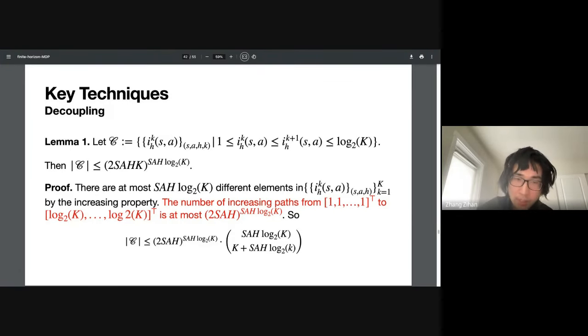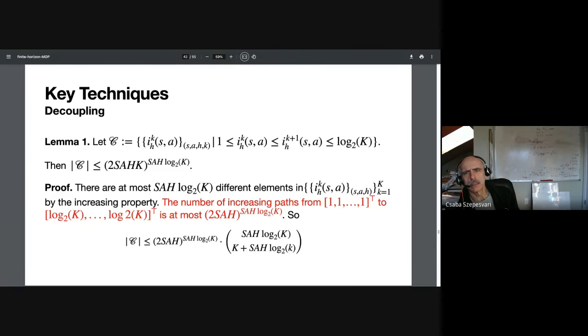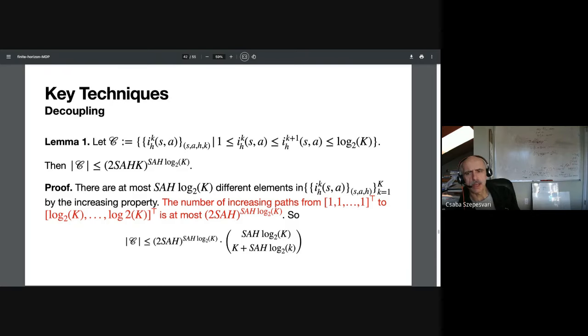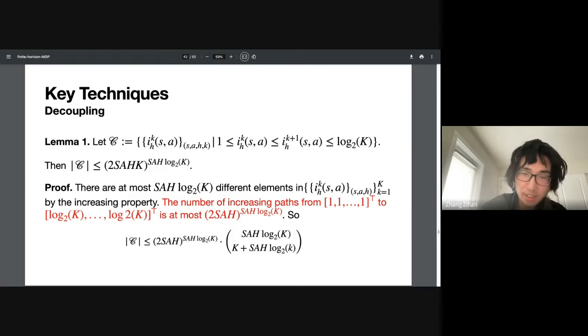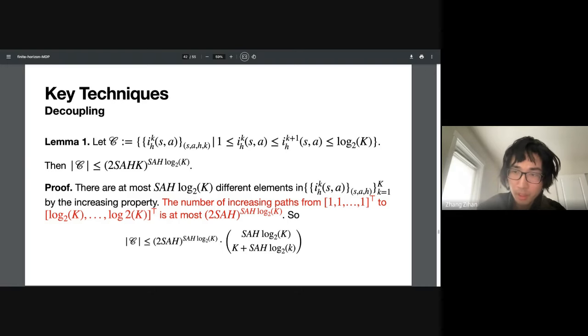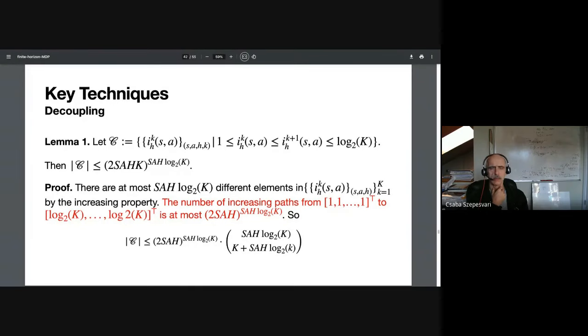Suppose that I1 equals 1, and I1 equals I2, I3. So you have to choose where the increase happens. Is that choosing the place that the increase happens? Yeah, you're right. Okay, all right, so it's like some basic combinatorics. So that is the number of solutions of x1 plus x2 plus ... plus x_{SAH times log 2k} equals k, where each xi is non-negative.